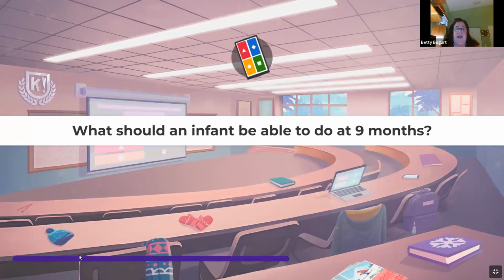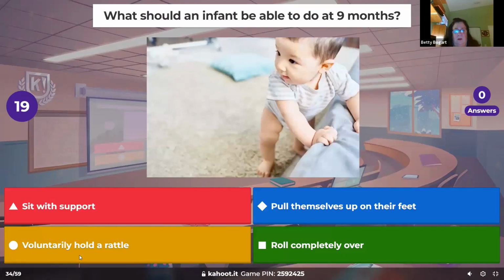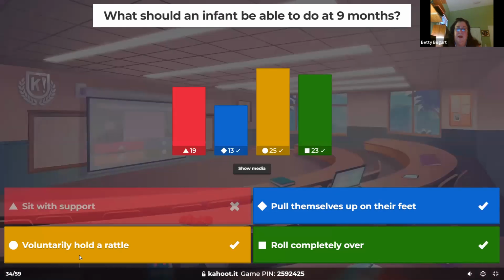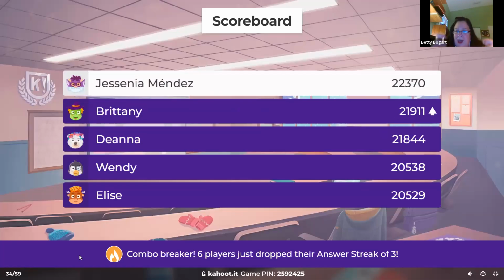Multi-select. What should an infant be able to do at 9 months old? So they should be able to sit without support. Okay, that's the key thing. Voluntarily release the rattle, pull up on their feet, and roll over. Very good. Yeah, that was tricky. It's without support.